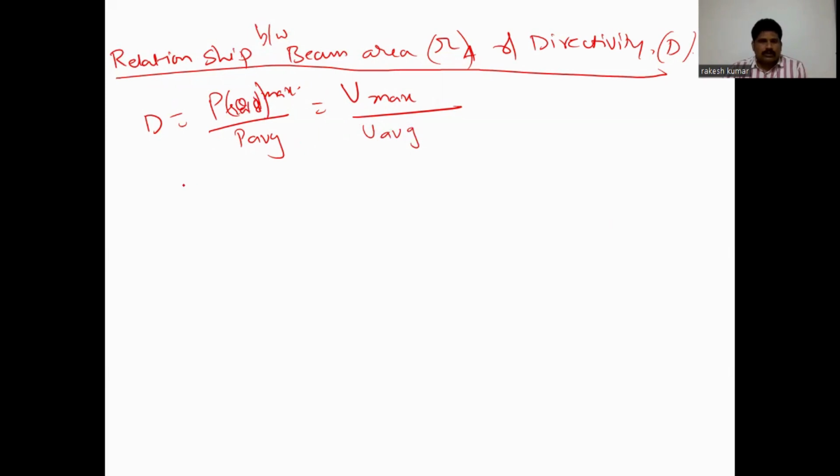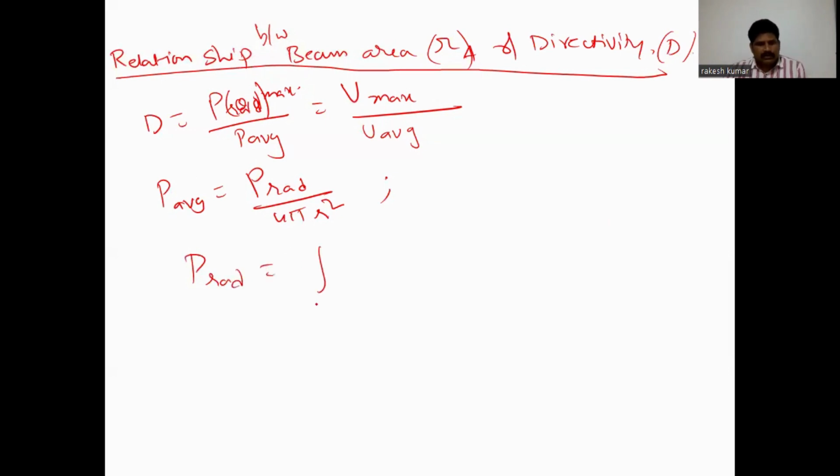Let us take the formula for U average. The average is equal to P radiated divided by 4 pi R square. Now let us take the formula for P radiated.